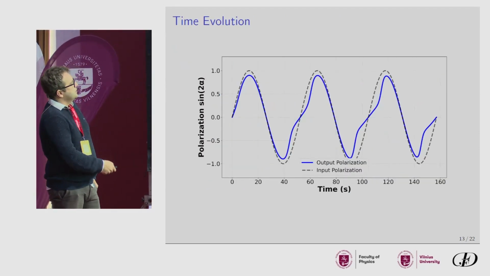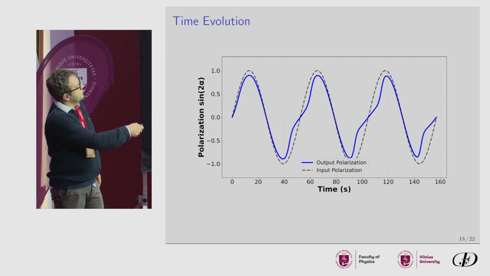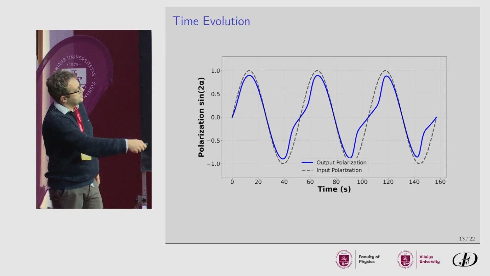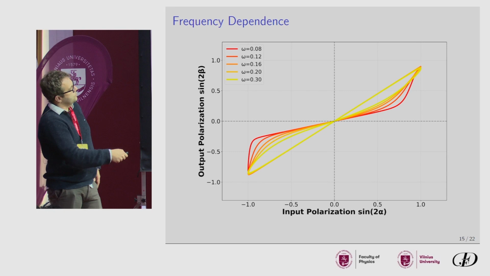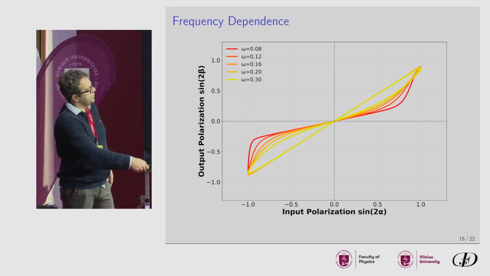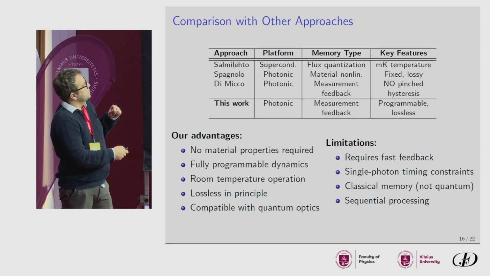Okay, so if you run the simulation, this is the input polarization, the dashed black curve. The blue solid curve is the output polarization. First I go like this, and you see that something happens in time. Also each WP angle changes in time. It oscillates if you sweep the input. And you will observe this frequency dependence. Depending on the rate at which you sweep this polarization, you'll have different curves for your hysteresis. And this is a major characteristic of a memristor. So this should be visible.